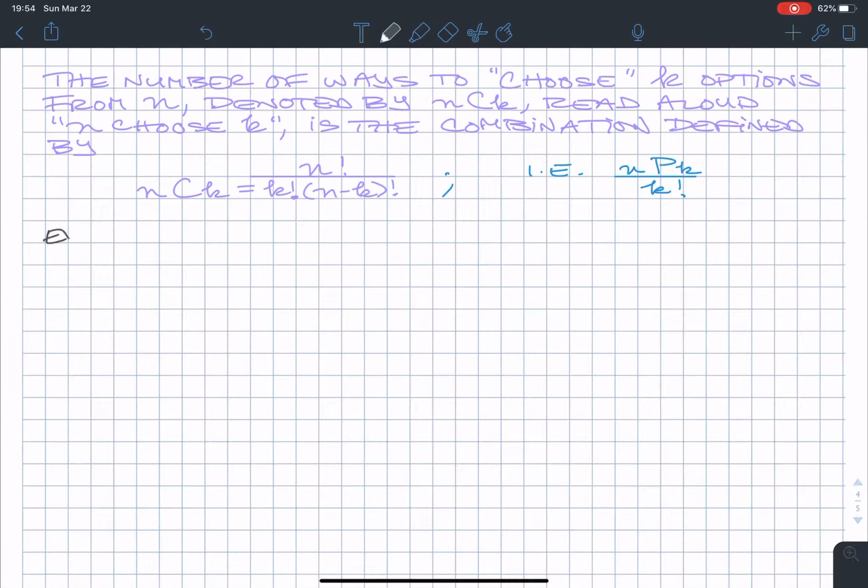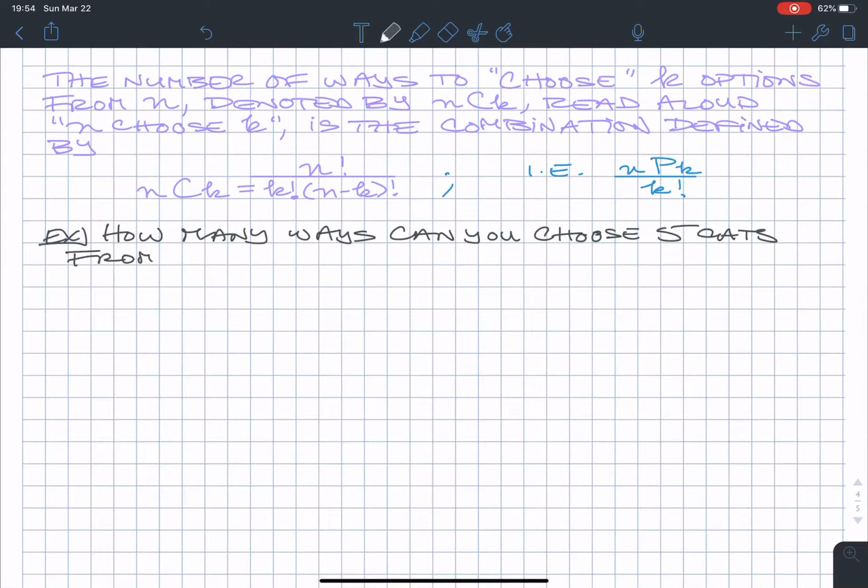So for example, how many ways can you choose 5 cats from a shelter housing 30 cats?